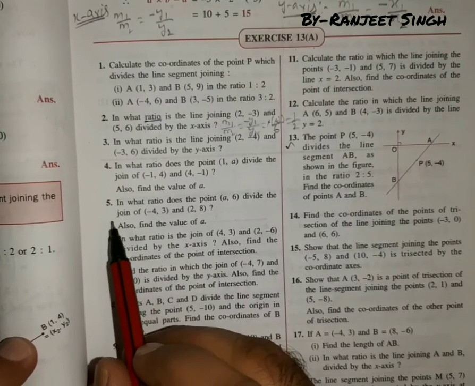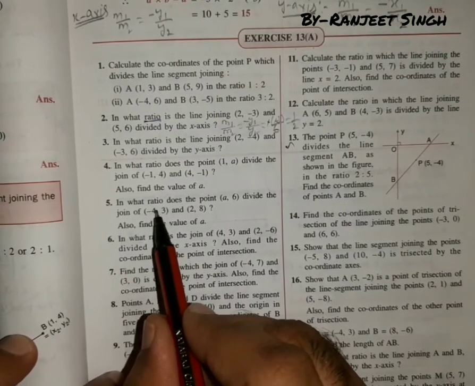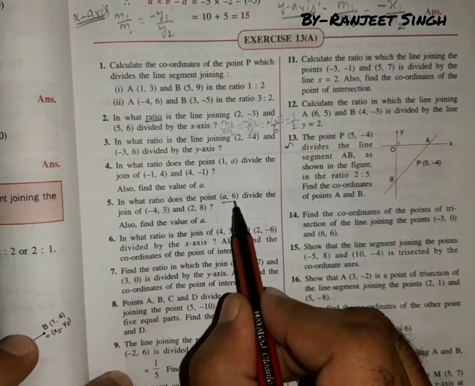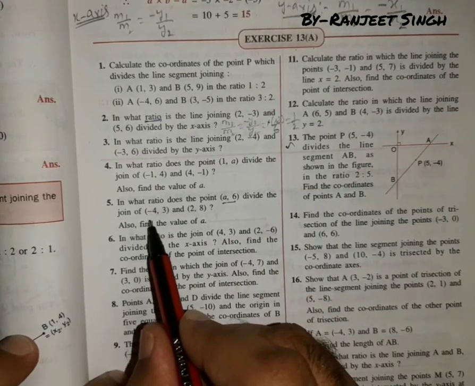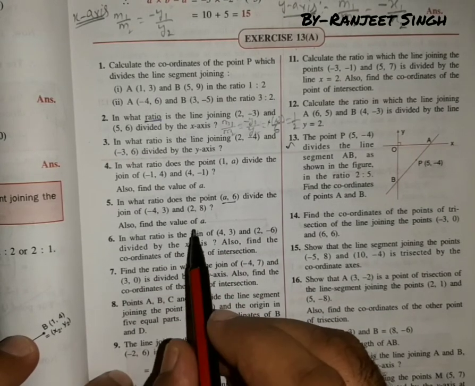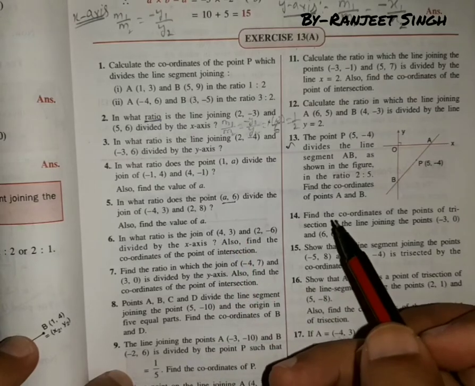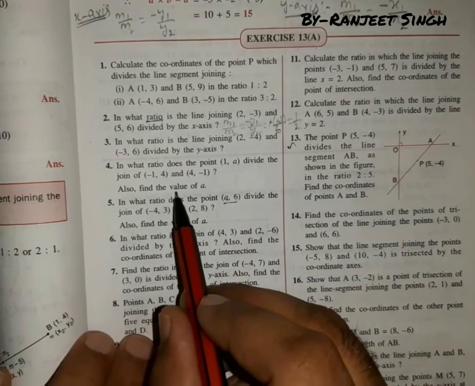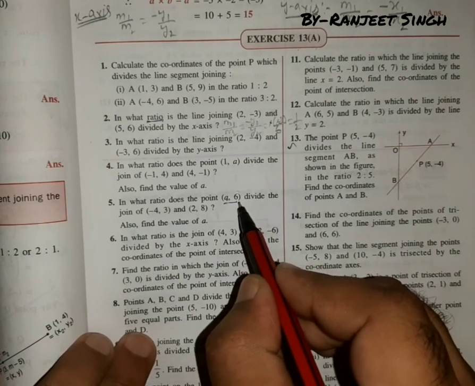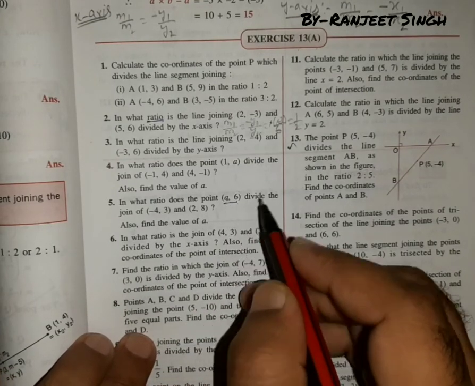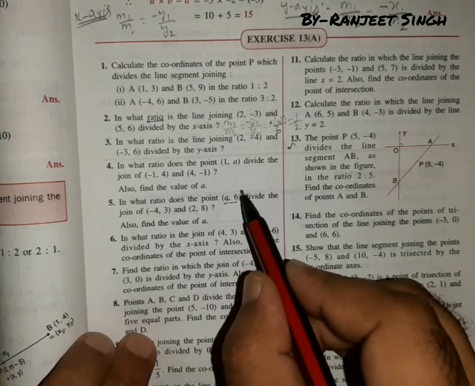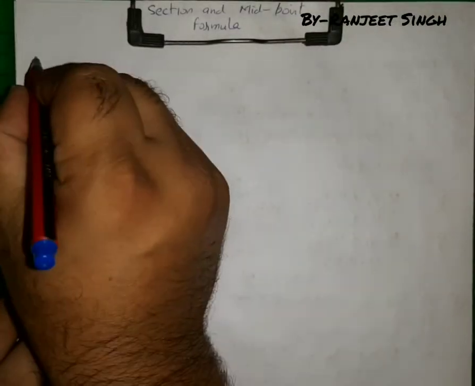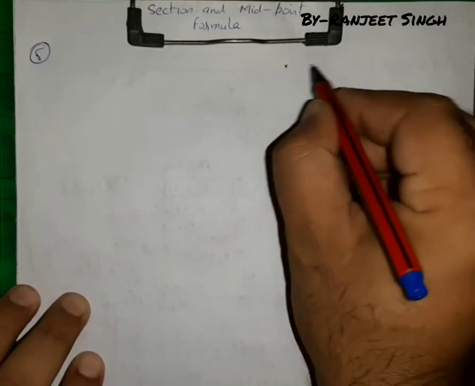Now I am taking question number 5th. The question is, in what ratio does the point a comma 6 divide the join of minus 4 comma 3 and 2 comma 8? So we have to find the ratio first and then we have to find the value of a also. So here looking at the question, this coordinate is given already. It is given as a comma 6. So the value of y is given, the y coordinate is given, so we will be using this. So this question says, so here 2 points are given.